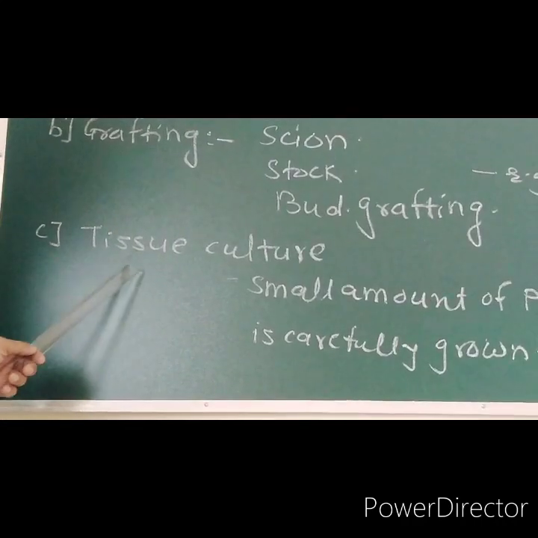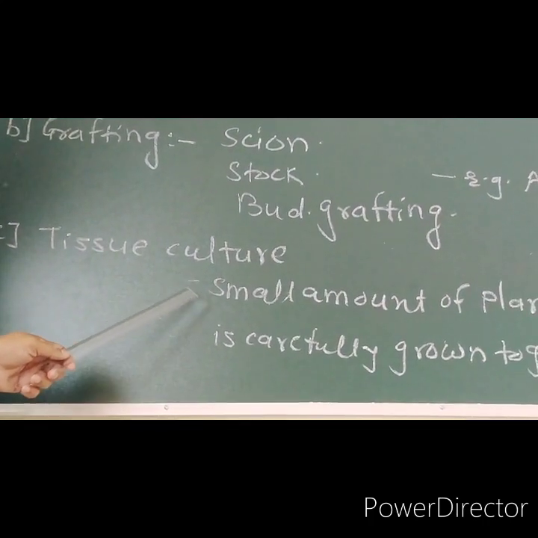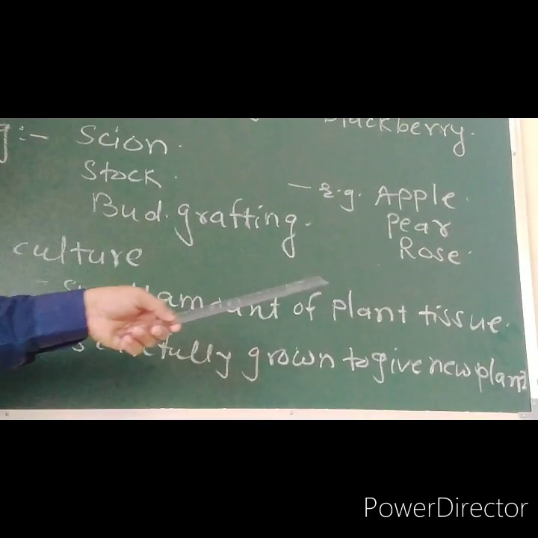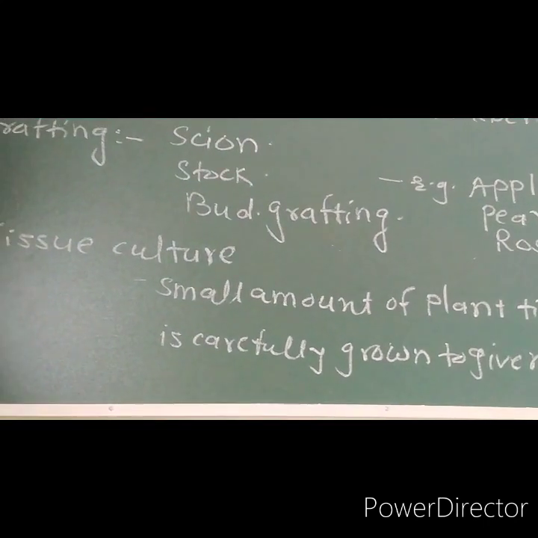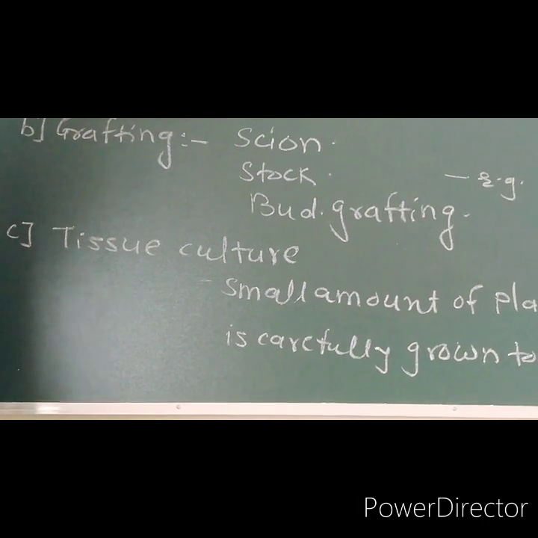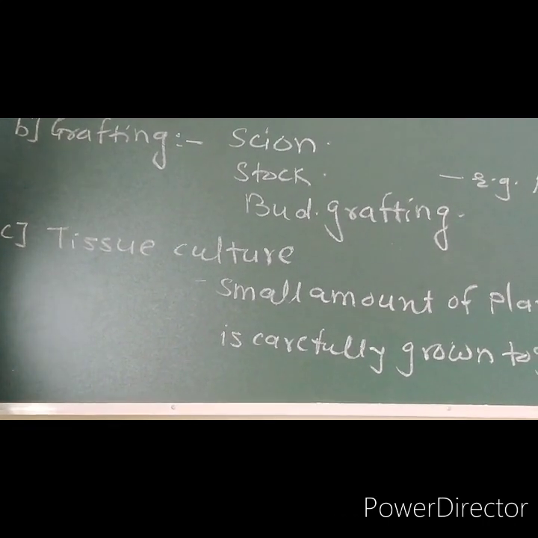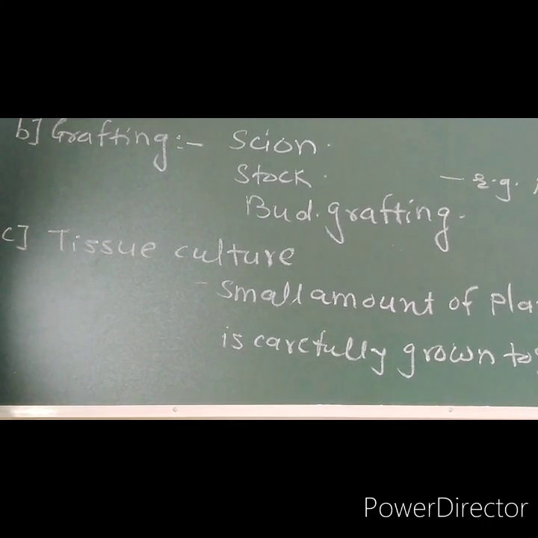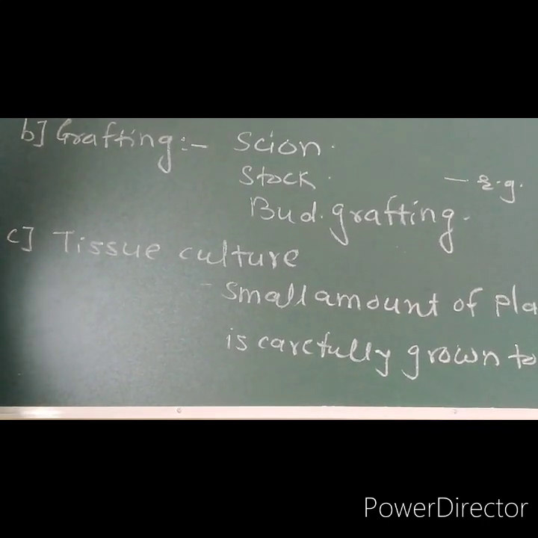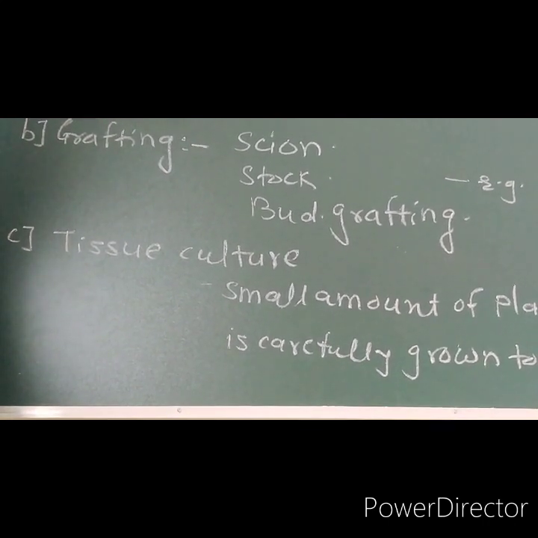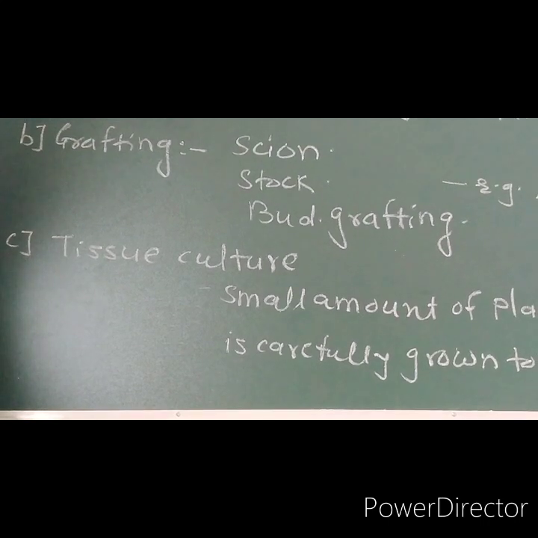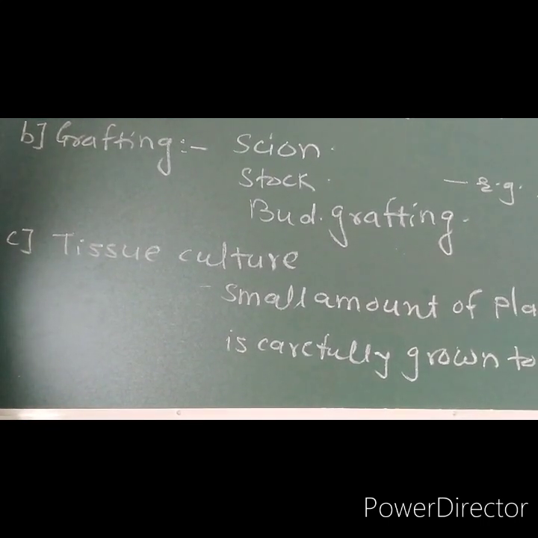Now, next, tissue culture. In tissue culture, a small amount of plant tissue is carefully grown to give new plants. Generally, in tissue culture, small plant parts are isolated from the plant and grown aseptically on a nutrient medium, and a number of plantlets are produced. Micropropagation is one of the best methods of tissue culture for propagation of plants.